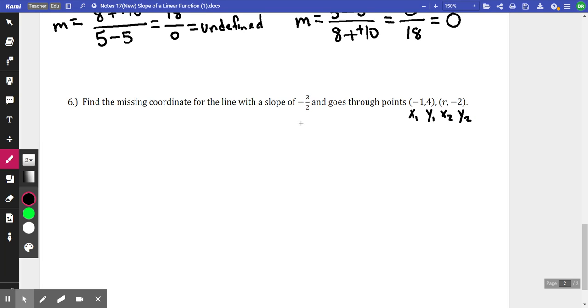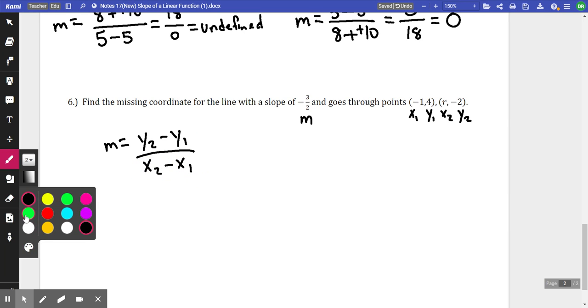But the difference is I'm also given my slope. The slope of this line is -3/2. We know that slope is the letter m. So here is our formula: m is equal to y2 minus y1. It's the change of y's over the change of x's, which is x2 minus x1.